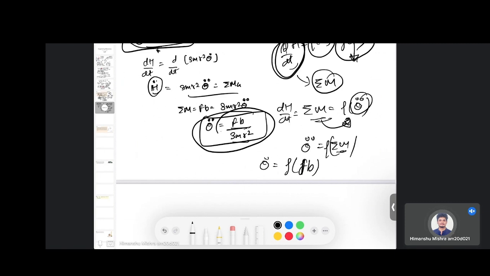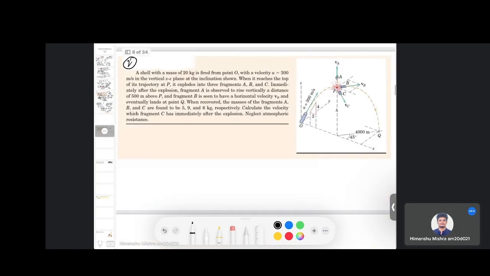So let's solve the next problem. Here a shell with a mass of 20 kg is fired from a point O with a velocity u of 300 meters per second in the vertical x-z plane. When it reaches the top of its trajectory at P, it explodes into three fragments.